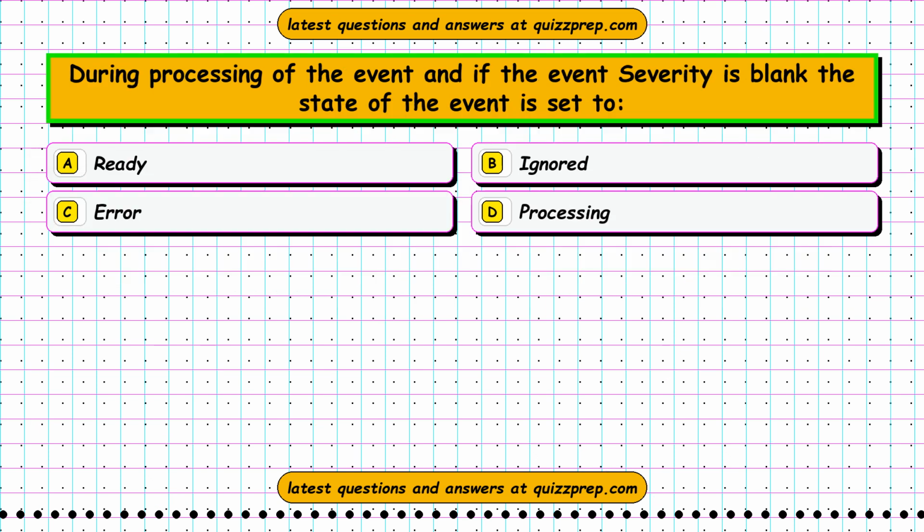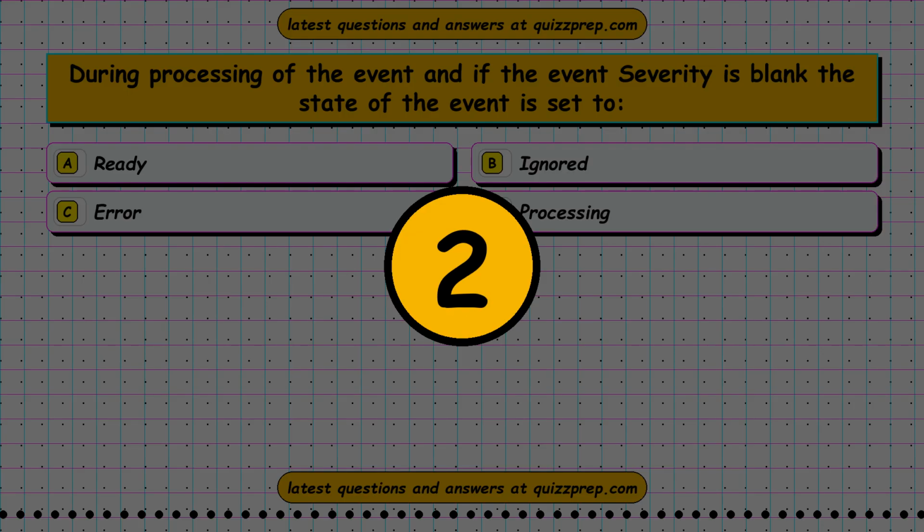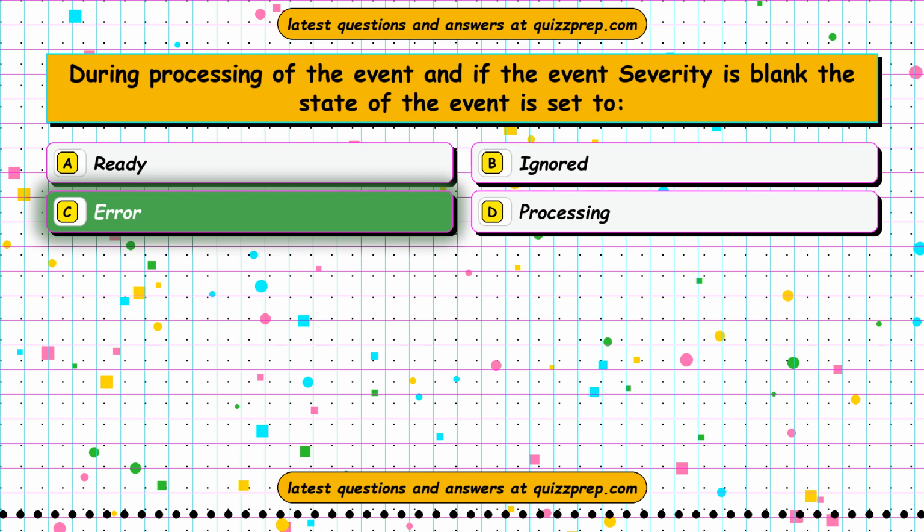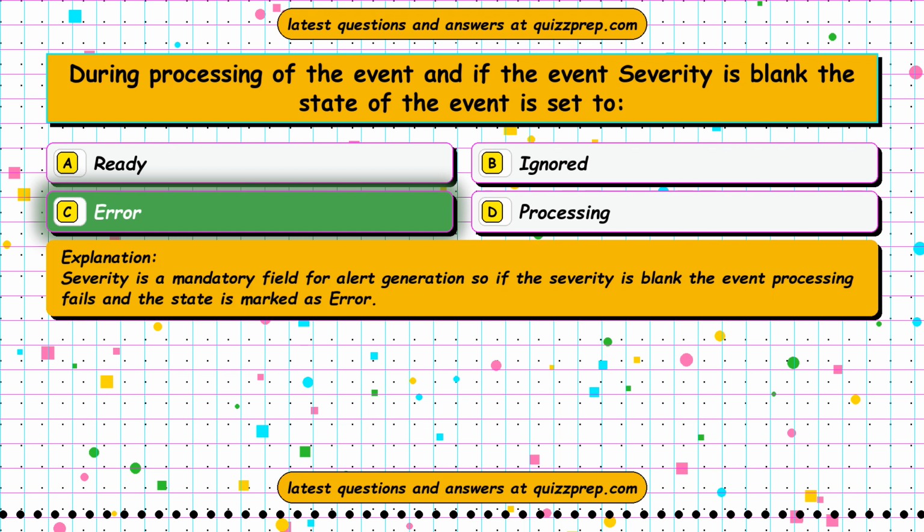Question 23. During processing of the event, if the event severity is blank, the state of the event is set to option A, ready, option B, ignored, option C, error, option D, processing. The correct answer is option C, error. Severity is a mandatory field for alert generation, so if the severity is blank, the event processing fails and the state is marked as error.